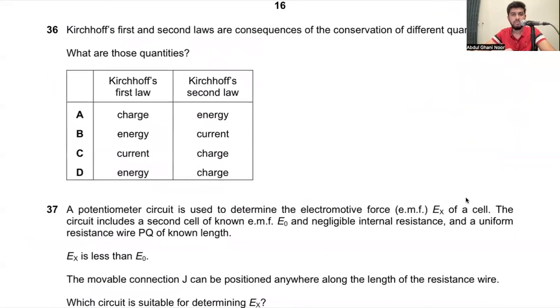36 says Kirchhoff's first and second laws are consequences of conservation of different quantities. What are these quantities? Kirchhoff's first law is Kirchhoff's current law, and Kirchhoff's second law is Kirchhoff's voltage law. Current law follows conservation of charge, and voltage law follows conservation of energy. Current law states that current entering is equal to current leaving. And voltage law says in a closed loop, the total EMF is equal to the sum of the potential drops in that loop.